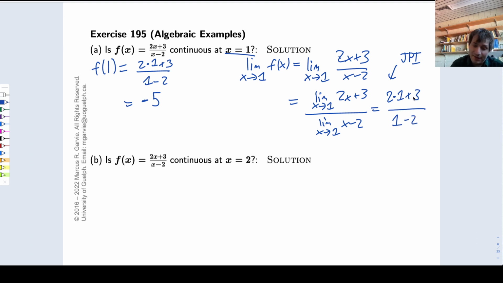That's great. And we have the exact same calculation we had before, same number, minus 5. Since the limit equals the value of the function, therefore, yes, continuous.